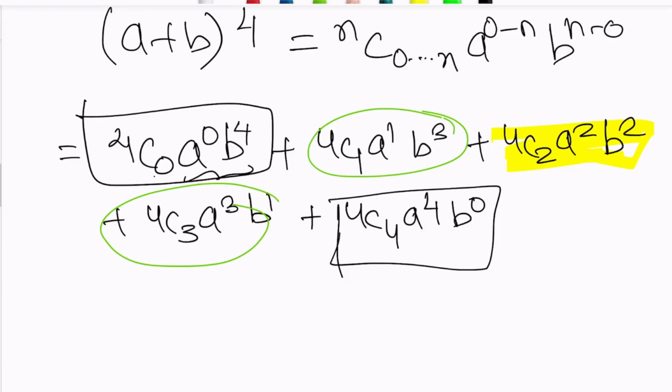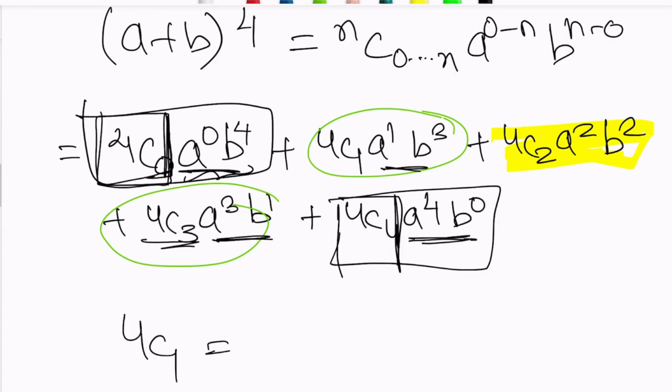this part is the same, this part, not this entire a and b bit. So these values are the same. As you can see, 4C1 is equal to 4C3, as 4 factorial by 1 factorial 3 factorial is the same as 4 factorial by 3 factorial 1 factorial. Simple enough. Okay, moving on.